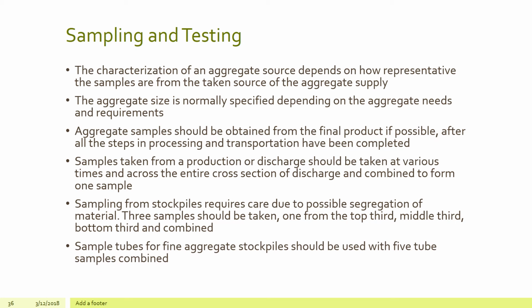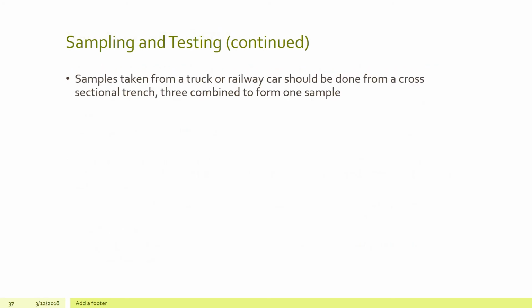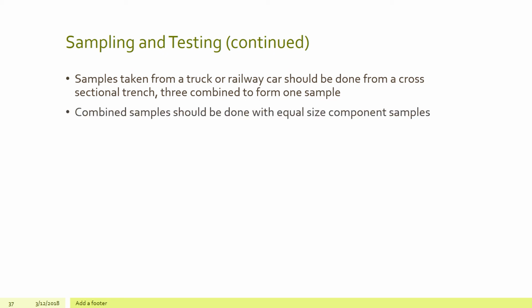Sample tubes for fine aggregate stockpiles should be used, with 5 tube samples obtained and combined. Samples taken from a truck or railway car should be taken from a cross-sectional trench, 3 combined again to form one sample. Combined samples should be made with equal size component samples.